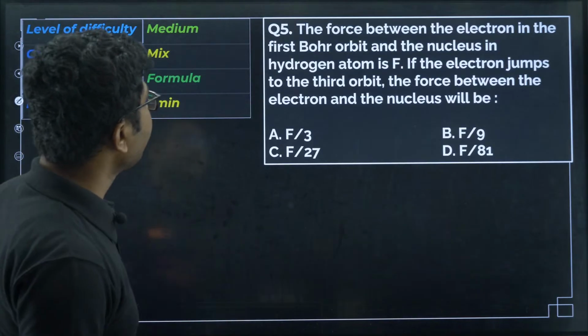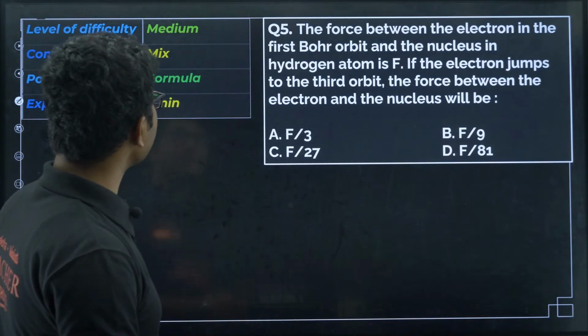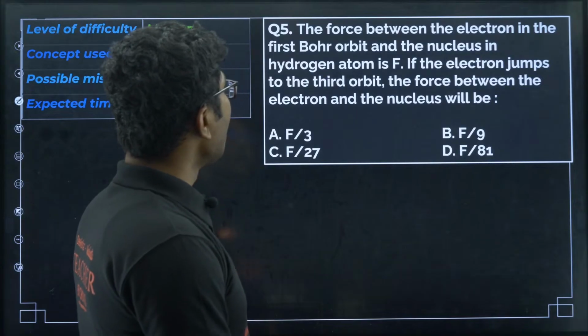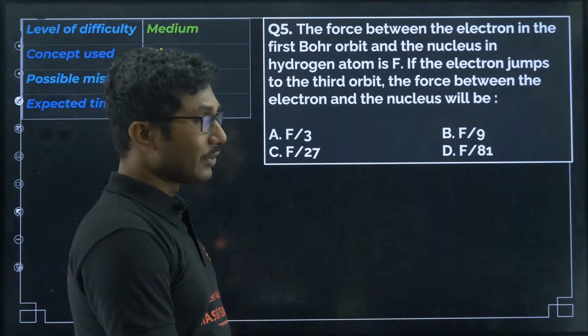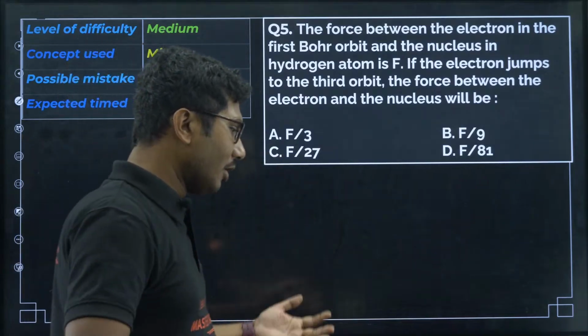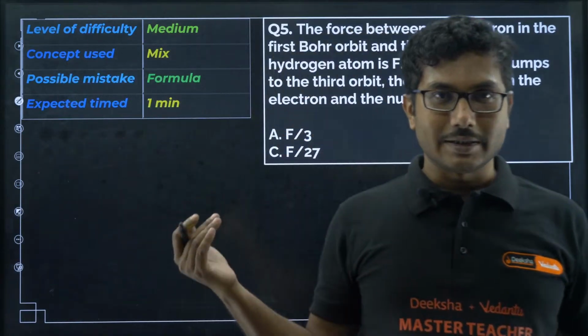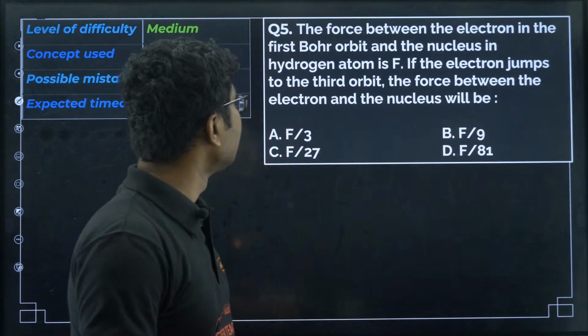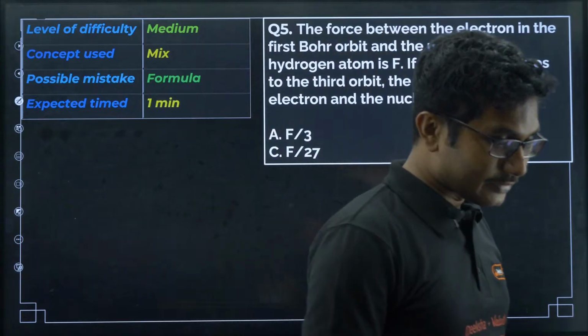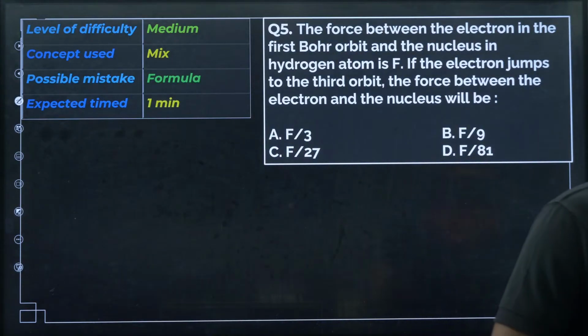Now, next question, question number 5. This is a mixed question, slightly medium level question. The force between the electron in the first Bohr orbit and the nucleus. Even though we have not dealt with the chapter yet in the KCET, but we have to be so... 4A was the answer, sorry. Yes.